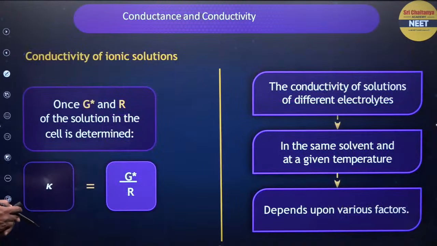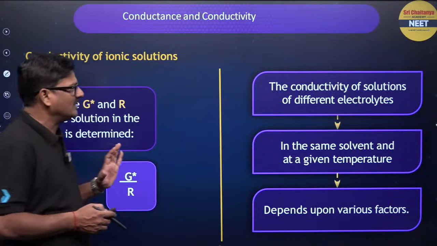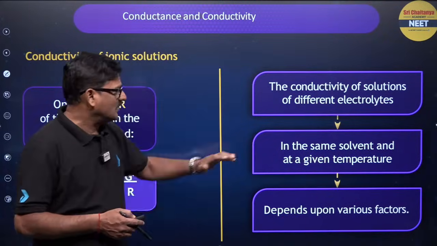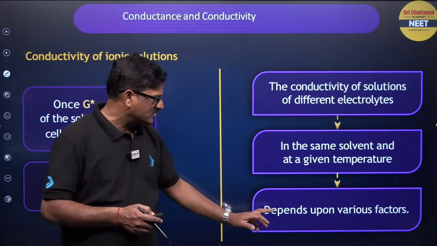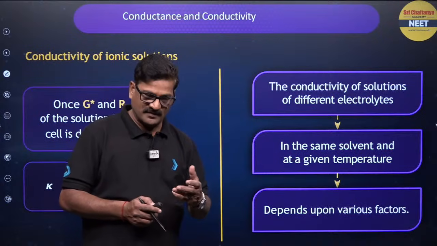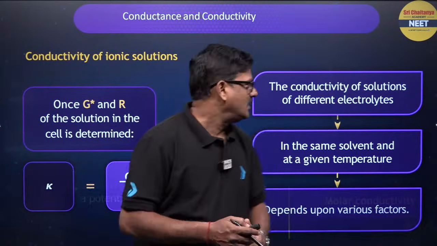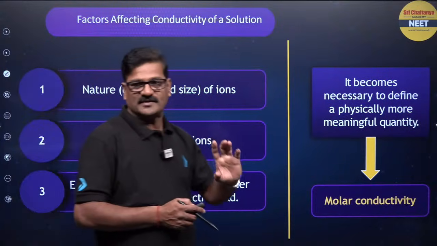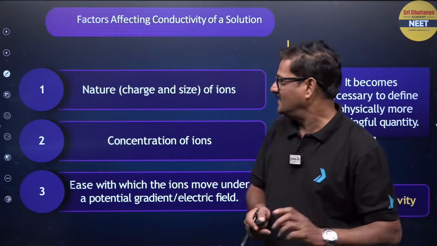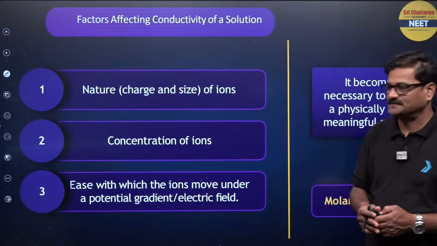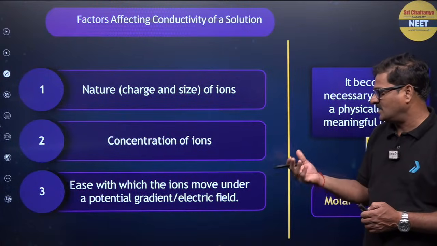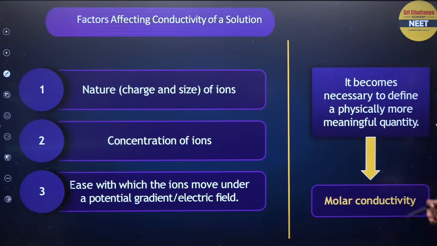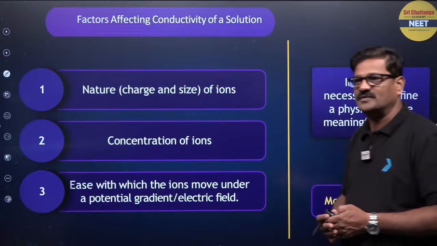Moving ahead, conductivity of ionic solutions. The conductivity of solutions of different electrolytes in the same solvent at a given temperature depends on various factors: nature of electrolyte, nature of charge and size of the ions. These points are very important, children. And also the concentration of the ions, and the ease with which the ions move under a potential gradient. Molar conductivity is going to be the more convenient way.